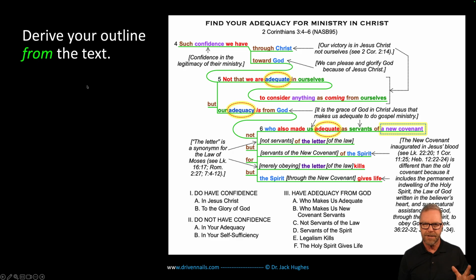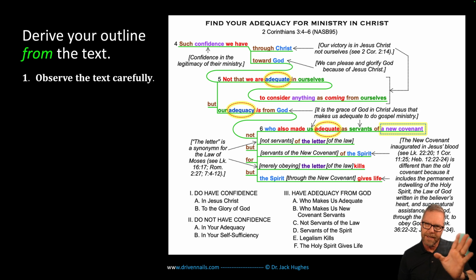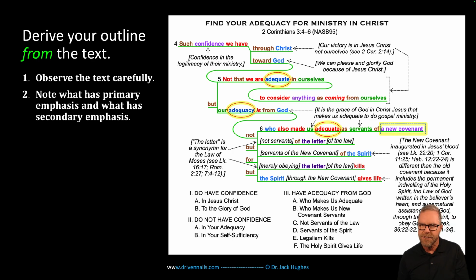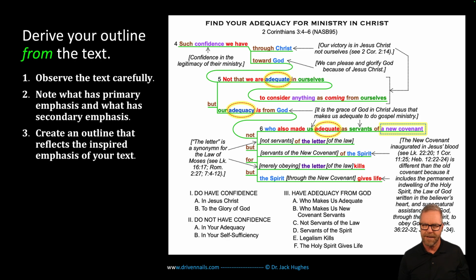So what am I going to do when I have my text? I'm going to get ready. I observe the text carefully. I just read it carefully. What's being talked about here? What's the person, place, or thing being talked about, and what is it or what is it doing? And what's modifying what? What is the primary emphasis? What is the secondary emphasis? That's what I'm trying to find out.